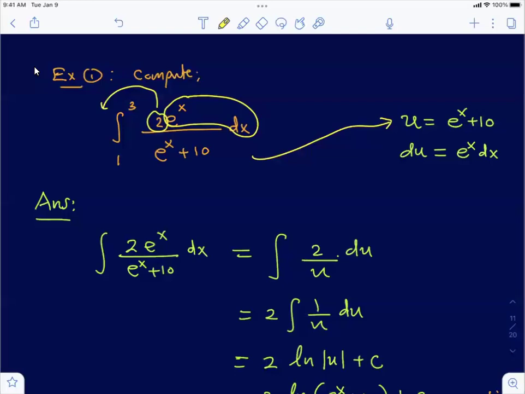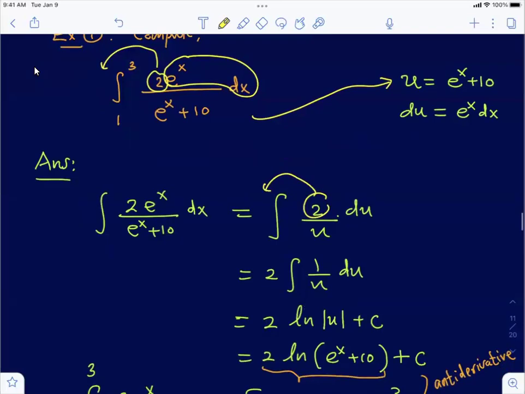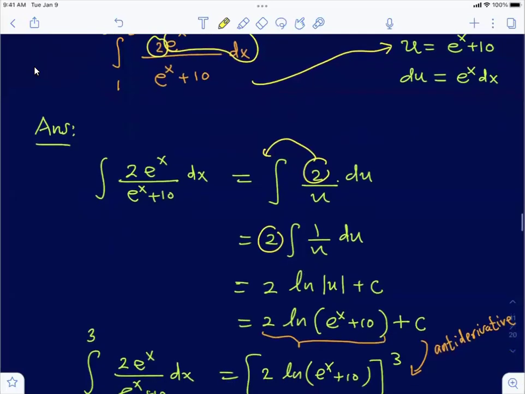You end up getting du, and then 2 brought out here, right? And then you need to integrate this, and when you integrate it, you end up getting this. Finally, ln u. Now you can plug it back in. u is none other than e^x plus 10.